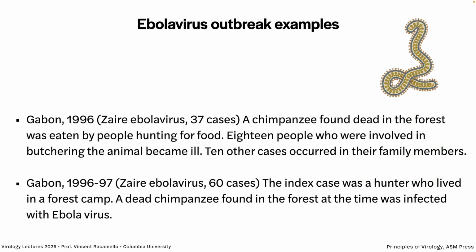So here's some examples. 1996 in Gabon, 37 cases. A chimp found dead in the forest was eaten by people hunting for food. 18 people involved in the butchering got ill. 10 other cases occurred in family members. So that's a classic zoonosis.